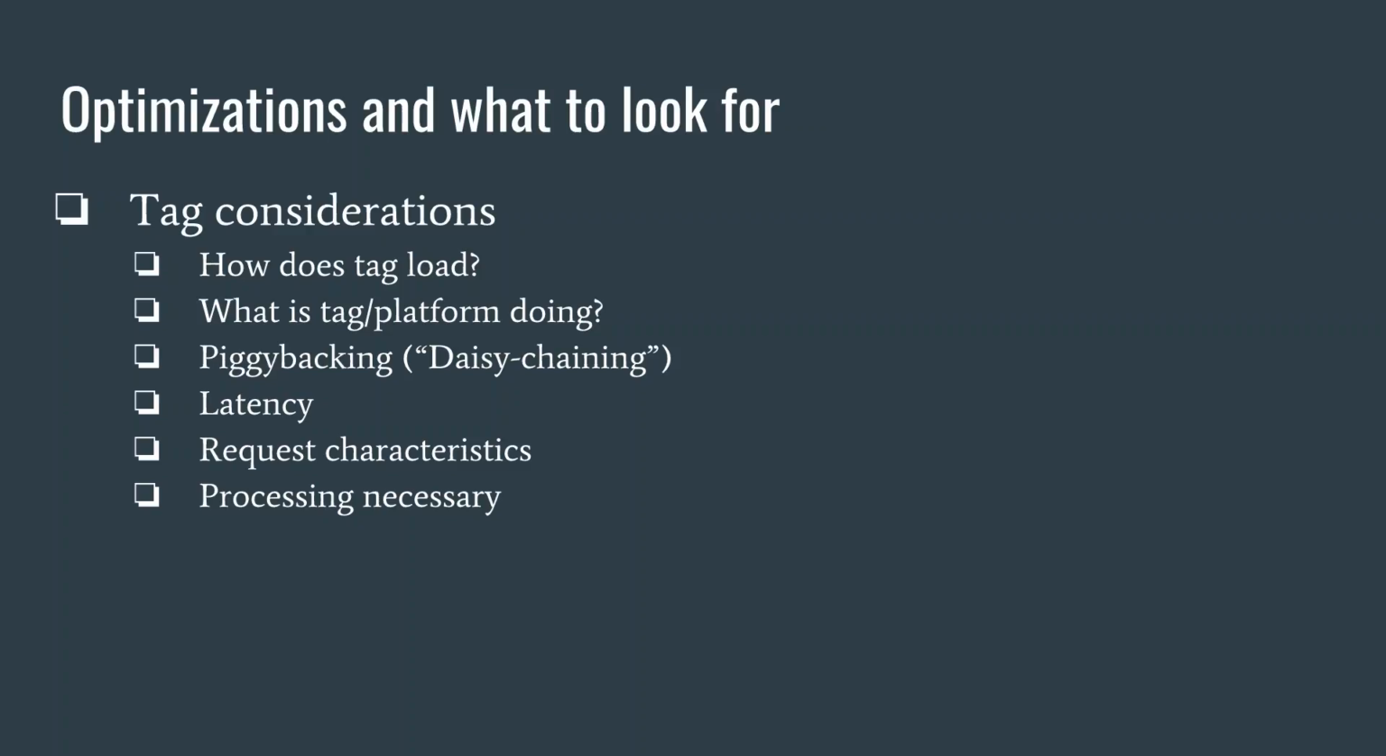Start looking at the request characteristics. So what is the request volume? What is the number of requests, the number of hits being sent from an individual tag, an individual platform? And then also, what is the size of those?